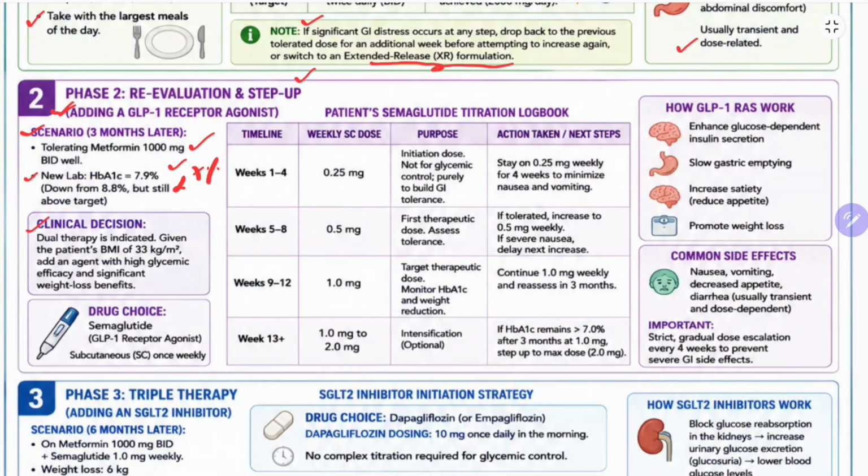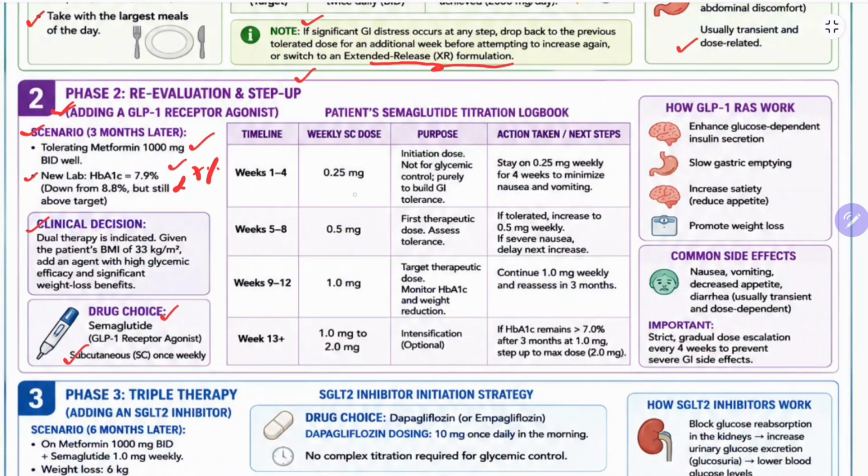Dual therapy is indicated given the patient's BMI of 33 kg per meter square, and we add an agent with high glycemic efficacy and significant weight loss effects. That is semaglutide, which is a GLP-1 receptor agonist. It should be given subcutaneously once weekly.